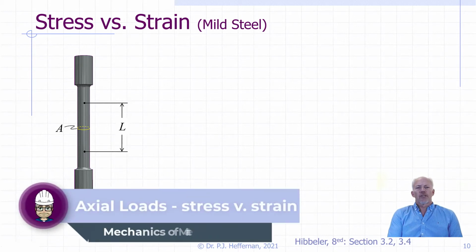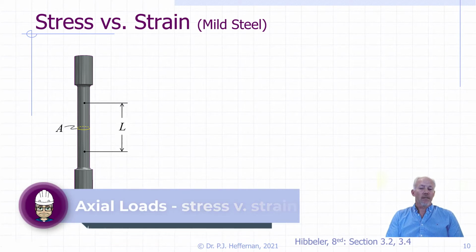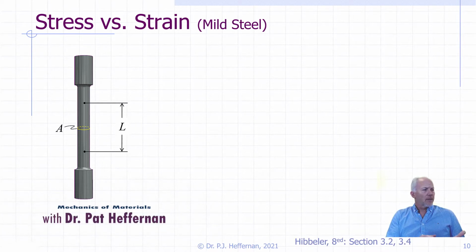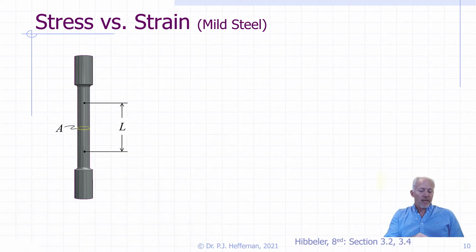Now let's look at stress versus strain. And specifically, we'll start off with a ductile material and look at mild steel. What you see on the screen is a tension sample or specimen that we would test in a lab. We would apply some hydraulic grips to the two fat ends and pull it apart while measuring the results of the test.